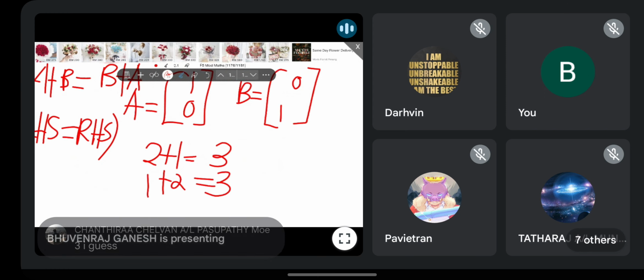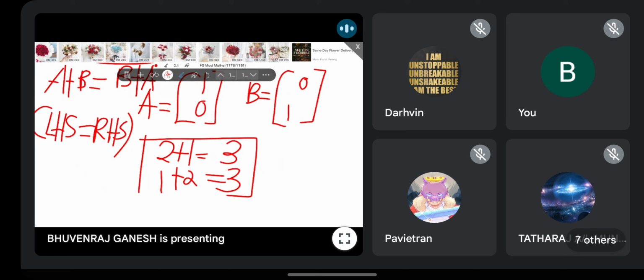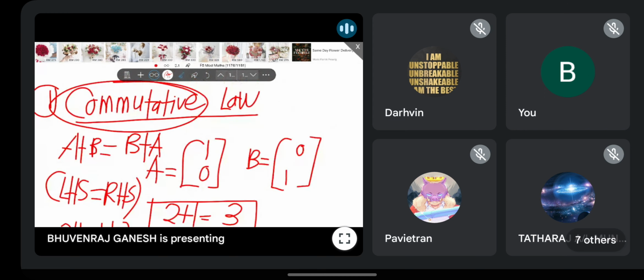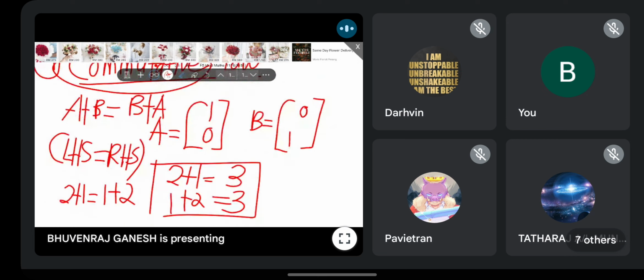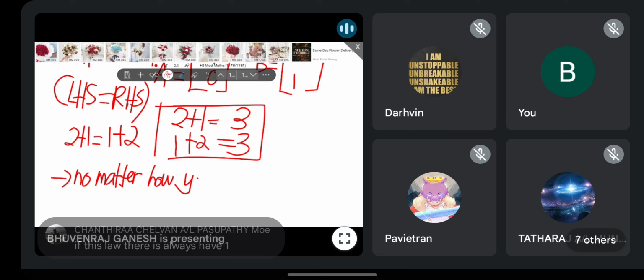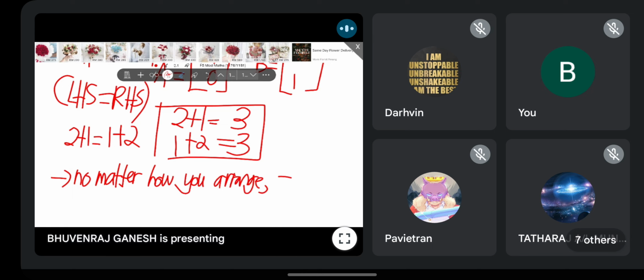Okay, correct. So guys, this is the commutative law in short. 2 plus 1 is equal to 1 plus 2. This is what is being explained over here on top in the matrix. It means that however you arrange them doesn't matter, you will get the same answer. That is what they are trying to say. Maybe I write over here: no matter how you arrange, this one applies for plus only, minus will have a difference. Still the same answer.